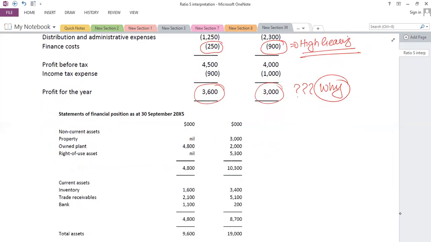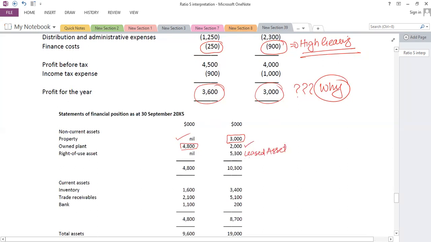Now balance sheet information, as far as you can see, you can get here property. We have property. Here we have no property. Here we have owned plant only. There is no leased assets. Here we have owned plant as well as some leased assets. So it's an important point that should be in your answer.